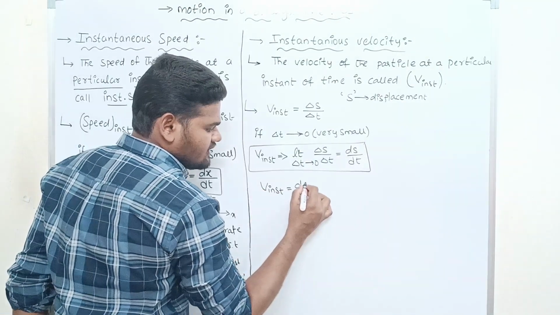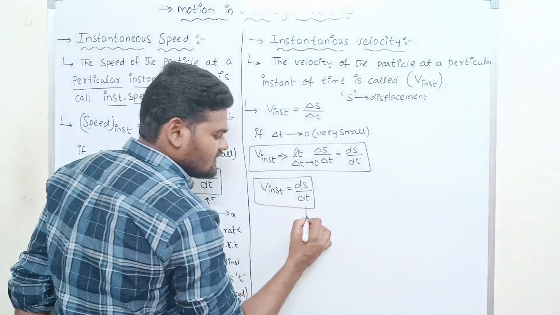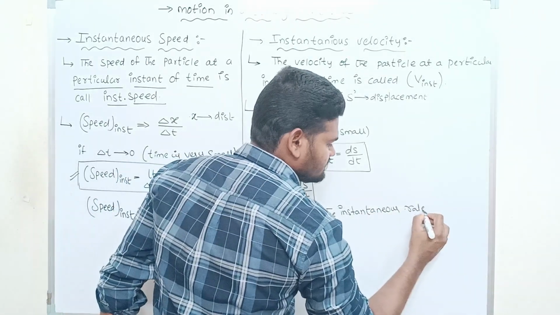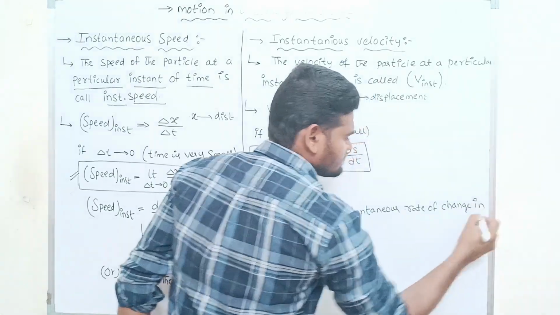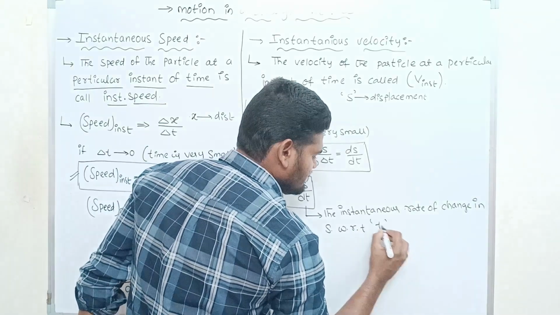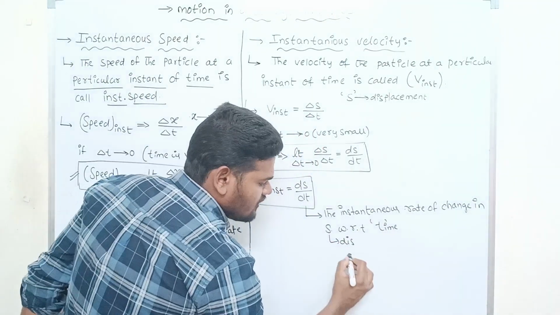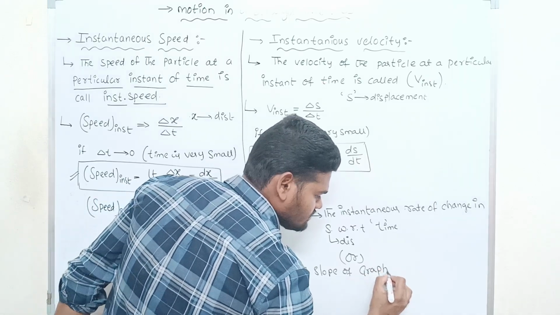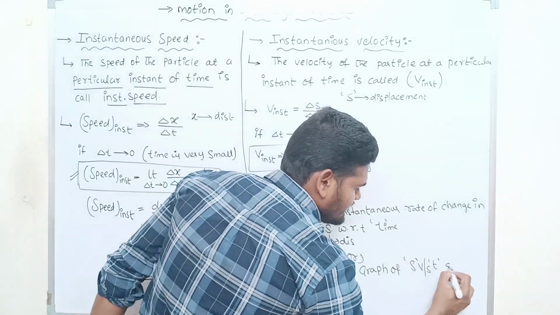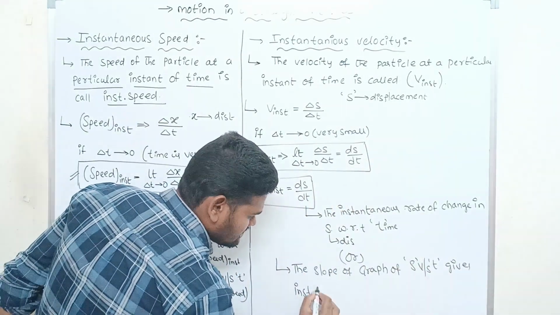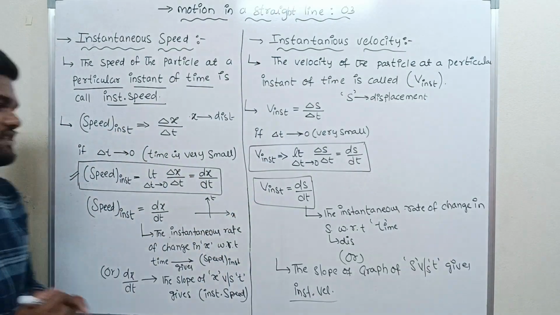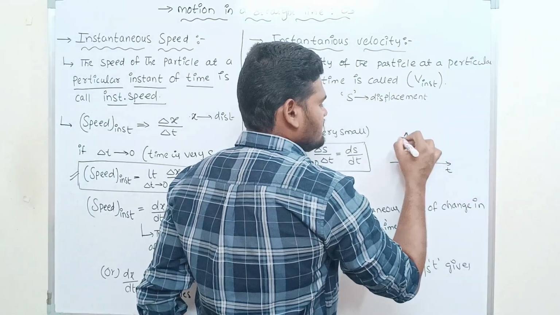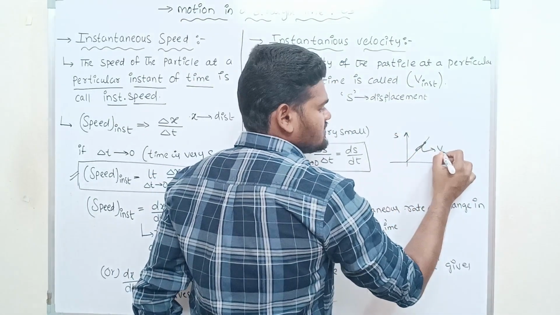So v instantaneous is equal to ds by dt. What is ds by dt? The instantaneous rate of change in s with respect to t. t means time, s means displacement. Or it can also be written as the slope of the graph of s versus t gives instantaneous velocity. That means if you draw a graph of time and displacement, then the slope gives instantaneous velocity.